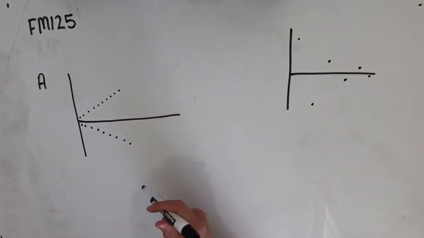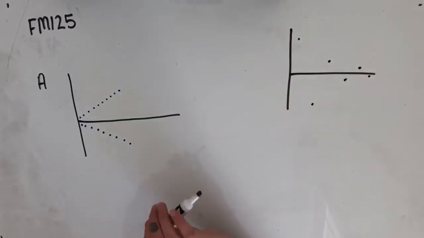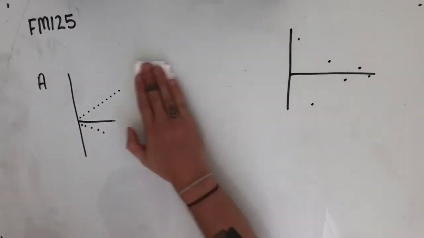Those are our two options when it comes to this answer. Neither of these looks like the graph that we were given at the start. So A is definitely not our answer.